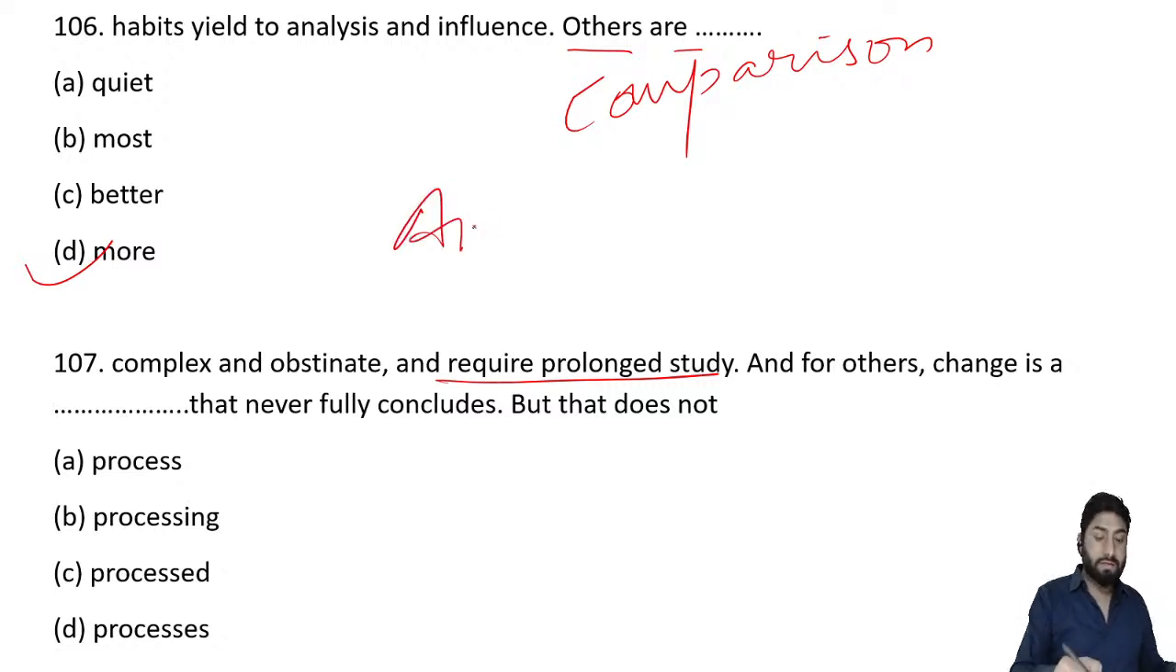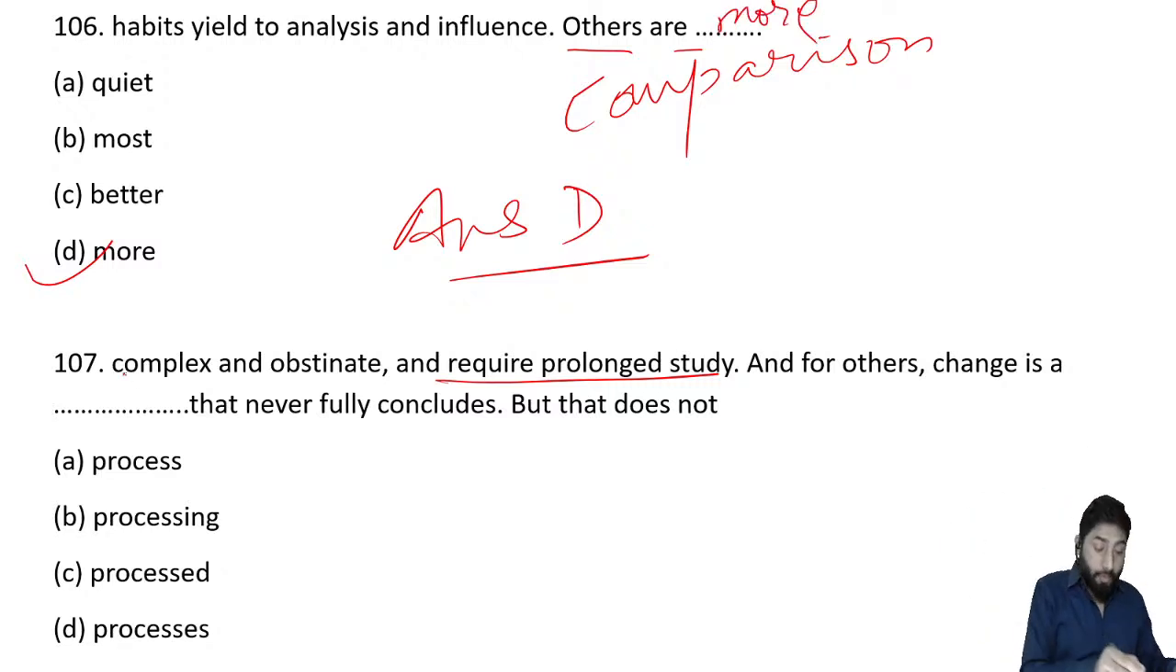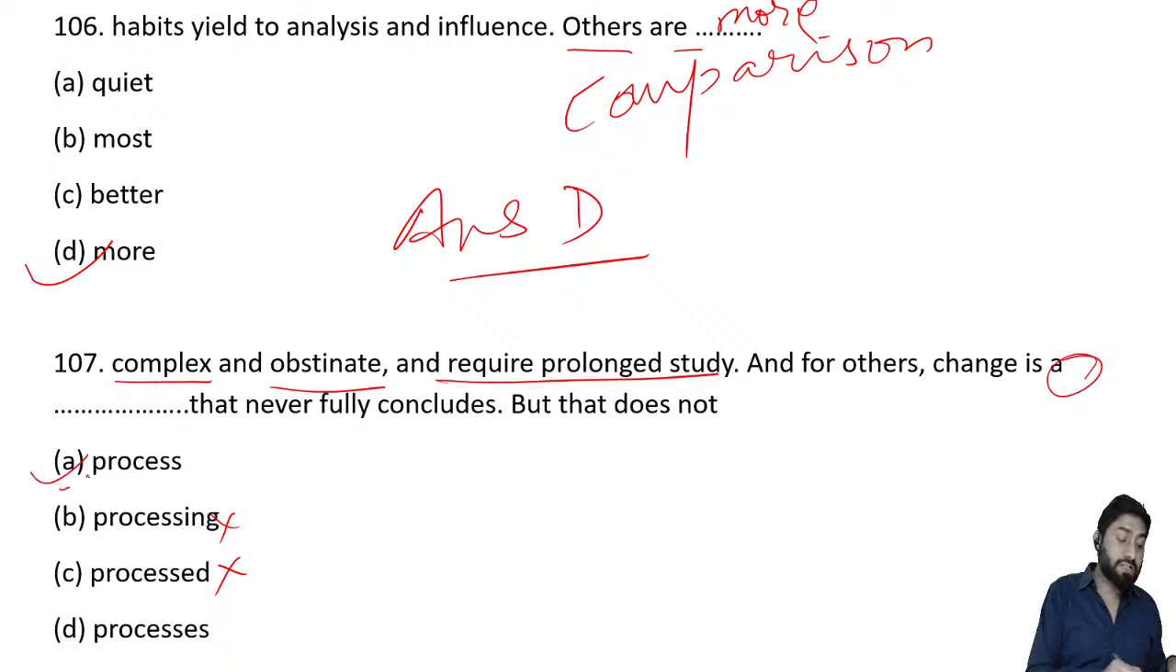So answer is D. क्यों? क्योंकि now there are two parts you comparing. So more complex and obstinate and require prolonged study. And for others, change is a blank that never fully concludes. Change is a process, processing, processed, process. So anyway, processing नहीं हो सकता, a process. We only need a process, that is a noun. So वहाँ पे हमें और कुछ चाहिए नहीं, ना तो verb की तरह, ना ही इस तरह से.